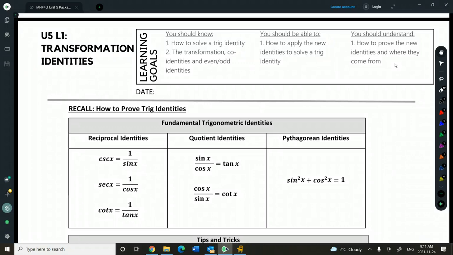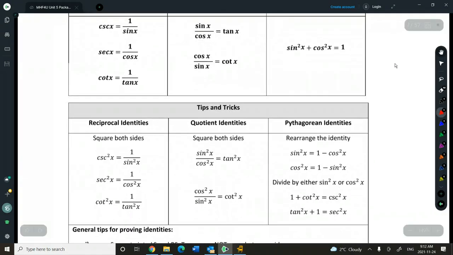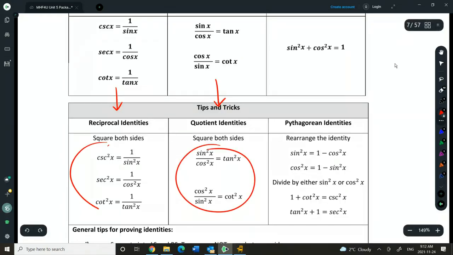One of the things that we can do with the reciprocal and quotient identities is I can square both sides of any one of these 5 identities, and I will get what's below. So if I square both sides of any of these, I will get these and these. Okay, so if cosecant x equals 1 over sine x, then cosecant squared equals 1 squared, which is 1, over sine squared. Okay, tan equals sine over cos, and tan squared equals sine squared over cos squared. Okay, so any of these can be squared.